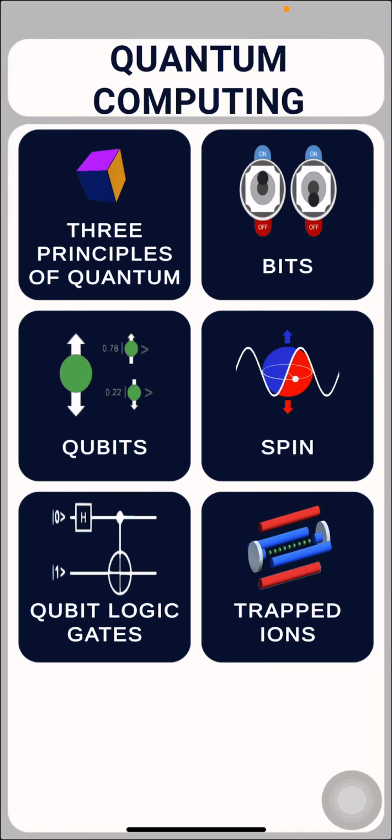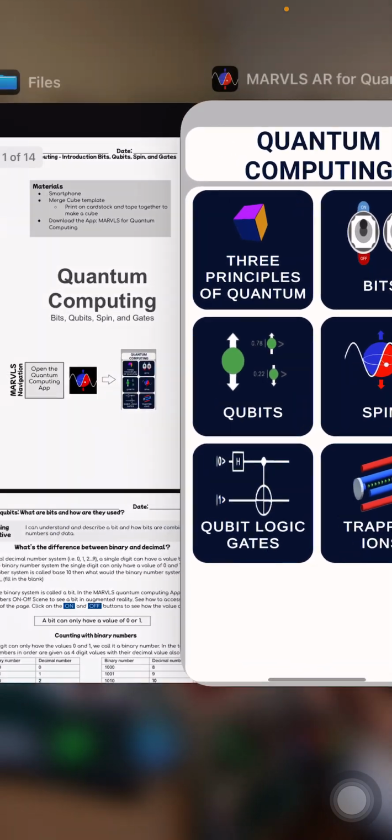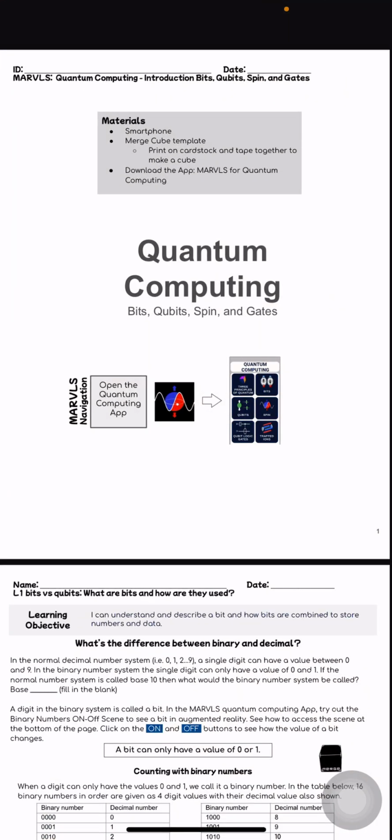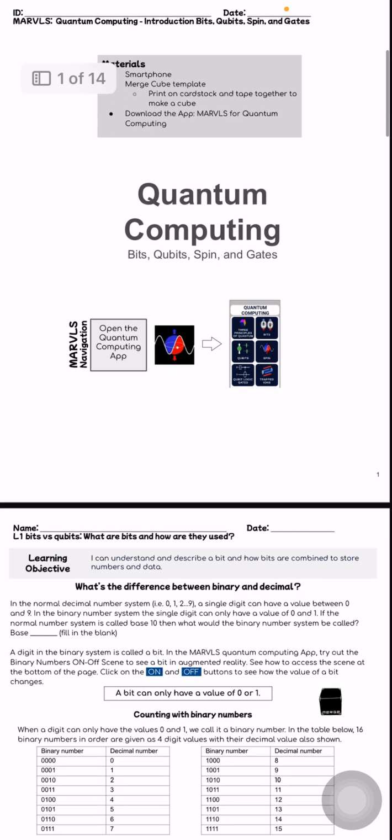This video is going to describe our quantum computing augmented reality app called MARVLS and the lessons that go along with it. So I first want to show you the lessons. This is the front page and it shows the materials you need, including the smartphone, a merge cube template, and this is just what the icon looks like when you download it, and then the first screen.